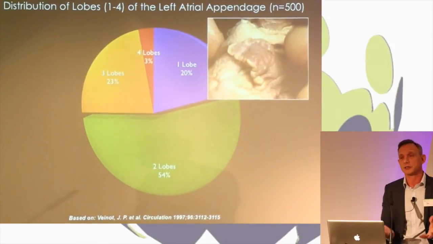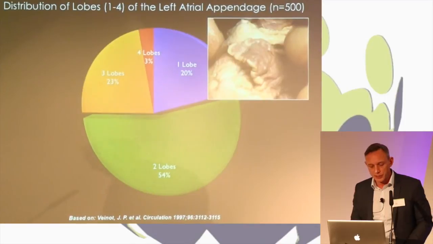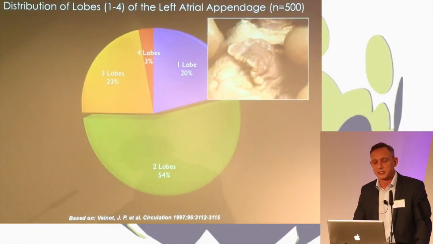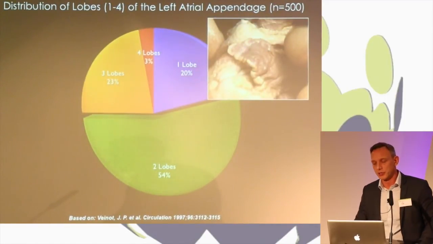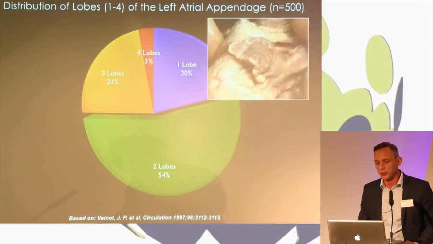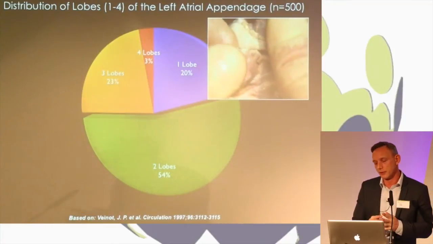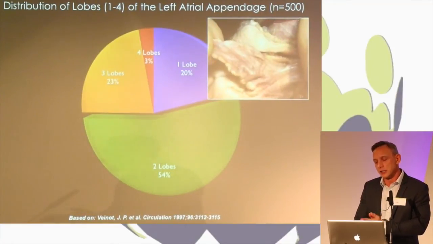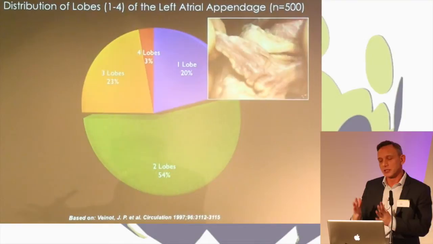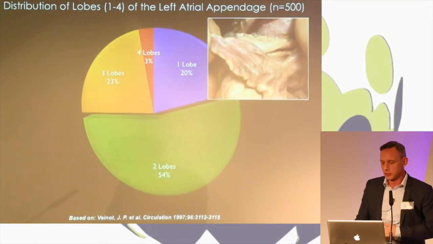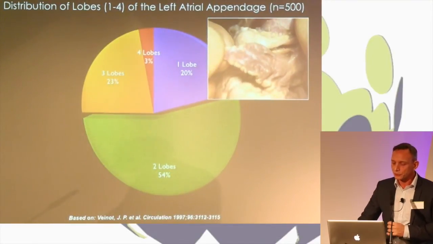And if you combine those two, then about 75% of cases will have either 2 or 3 lobes. So this is a nice example, I think you'll all agree, of a single lobe of the atrial appendage. You can see the narrow neck there, and just a single uncomplicated appendage really to occlude.